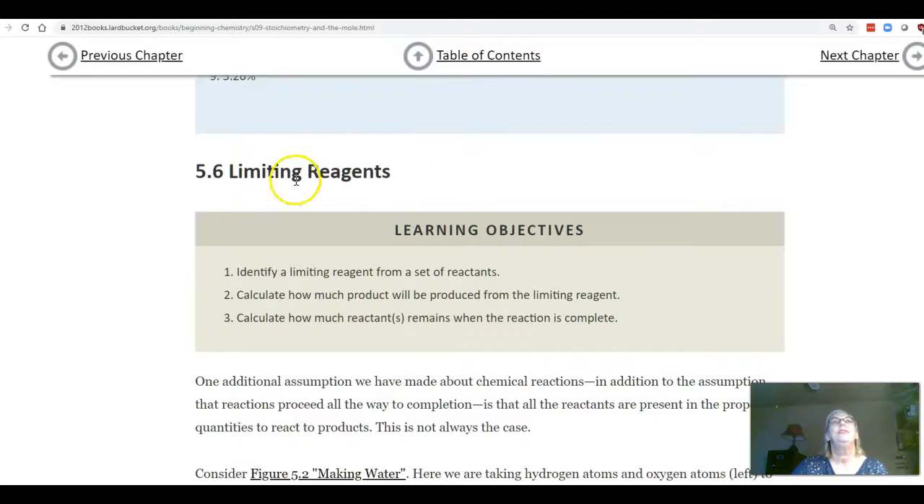So limiting reagents are, say you decide to make chocolate chip cookies in your house, and you only have half a bag of chocolate chips, and you want to know how many cookies you can make. And say you had everything else you needed. You have tons of eggs and butter and sugar and flour and baking soda and all the stuff you need for chocolate chip cookie making, but you only have half a bag of chocolate chips, so you can't make as much as you want to. So the chocolate chips are called the limiting reagent.